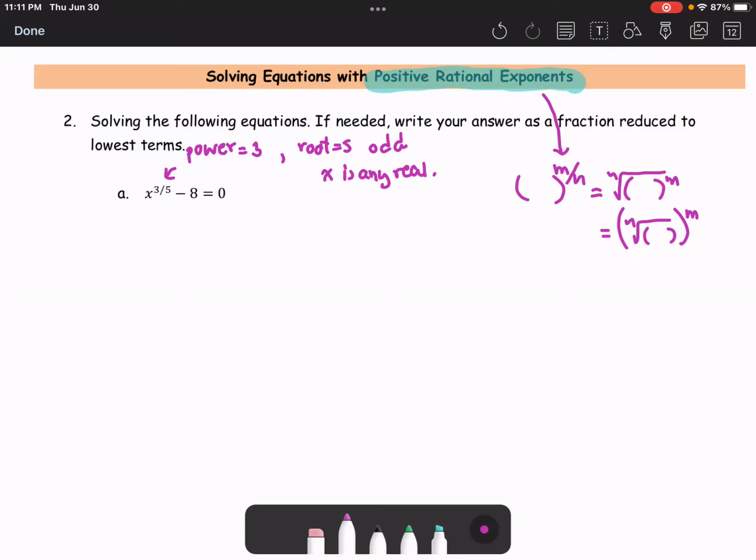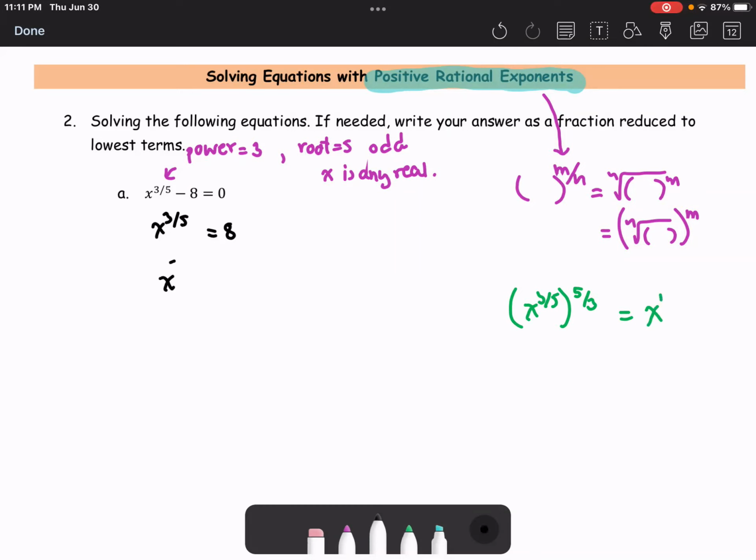Next we are going to solve for x by isolating the term on one side and taking the number 8 to the other side. We have x to the power 3 over 5 equals 8. To undo the power, use the same property that we did before. To make the power of x to the power 3 over 5 become 1, we are going to raise to the power 5 over 3. And it will become x to the first power.